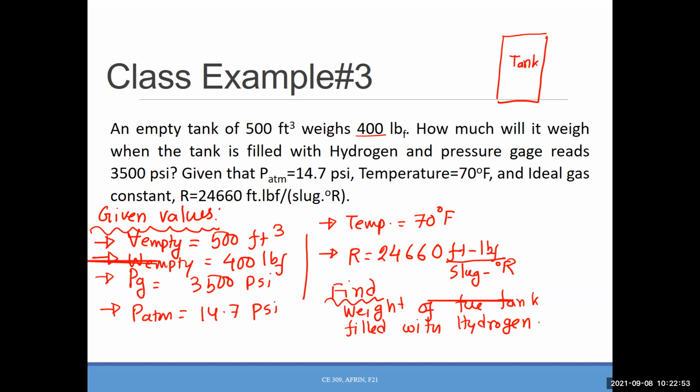Before starting this problem, please tell me what unit system we are using here. It's FPS or SI? FPS system, okay. So we will use the FPS system here. Now, they didn't say anything about using the ideal gas law here, right? So how do you know which equation you need to use or how to connect the knowns and unknowns? What is the best way?